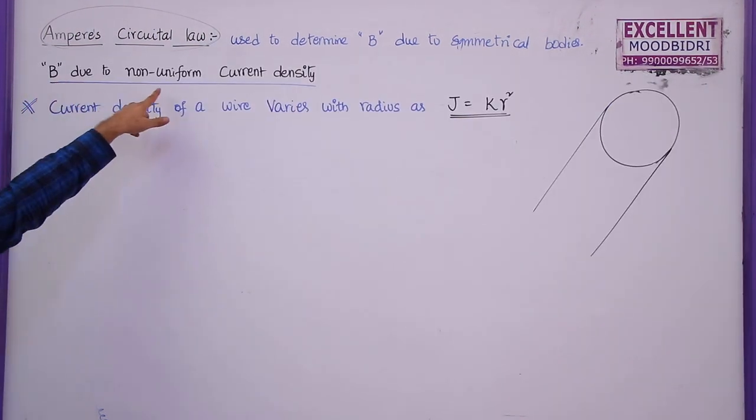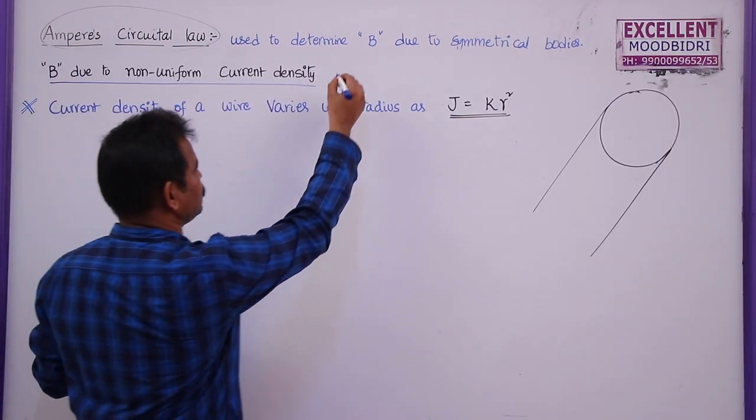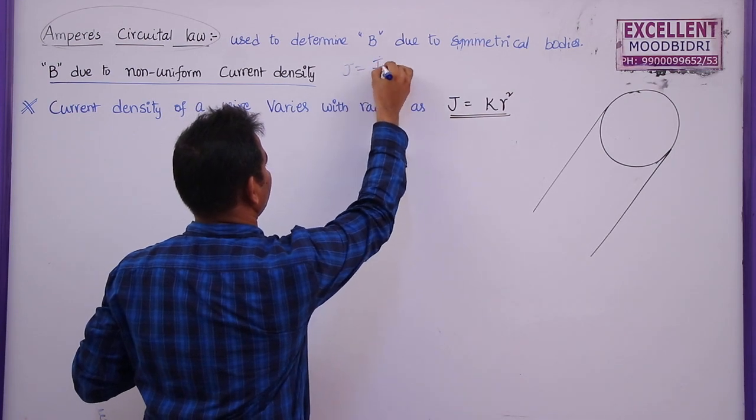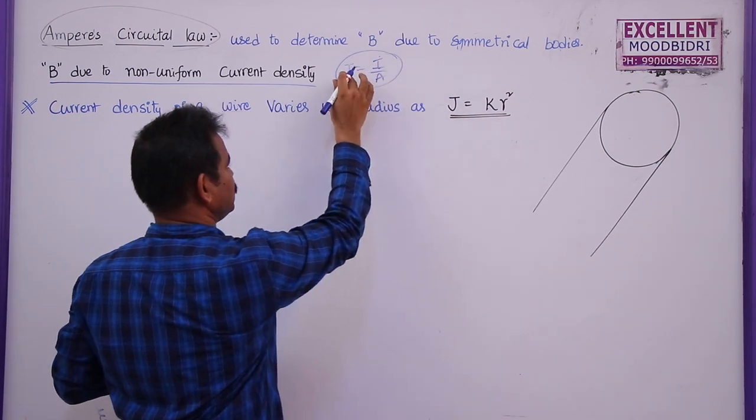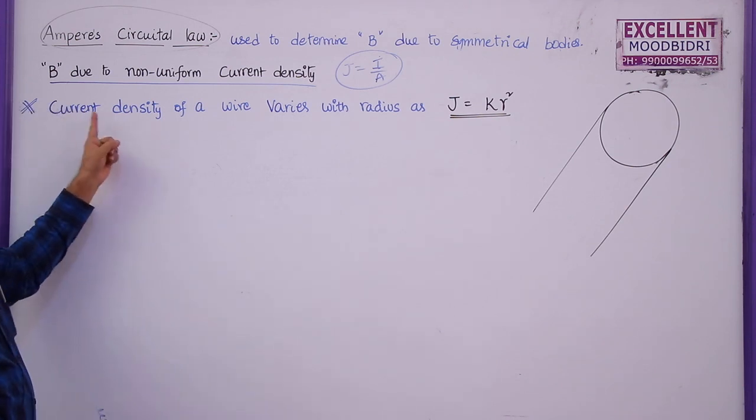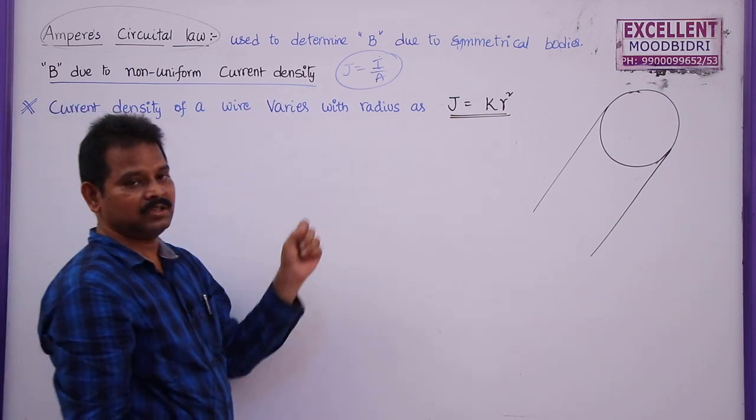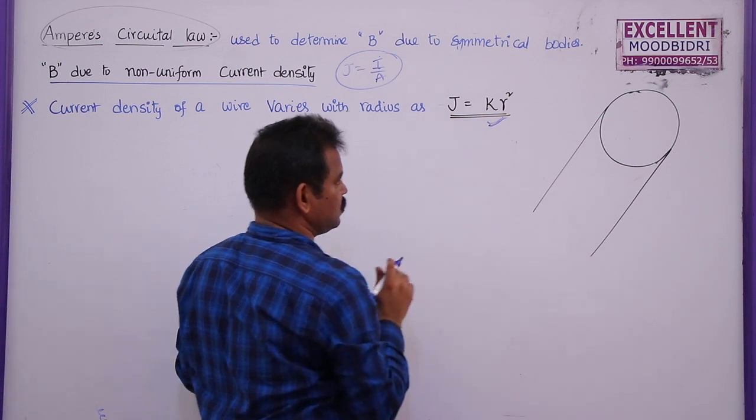Magnetic field due to non-uniform current density. Generally current density is given by J is equal to total current by total area. So this will be constant. But here the current density of a wire varies with radius as J is equal to K R square. So this is given like this.